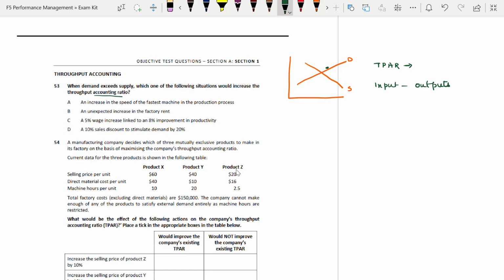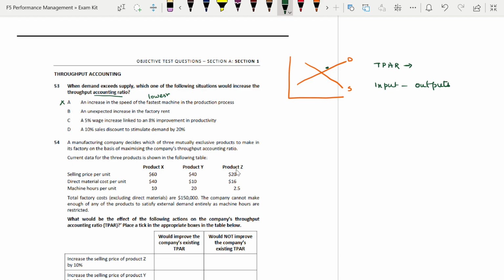An increase in the speed: if the speed is increasing, supply will be more, and demand will be less. Here what's happening is the demand is increasing and the supply is less. It is not the fastest machine, it is the speed of the slowest machine. If the speed is fast, supply will be more. If the speed is less, what will happen? The demand is increasing and supply is not increasing. So this is not the answer.